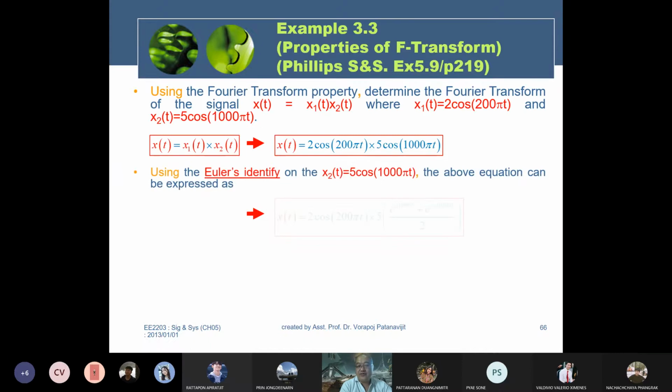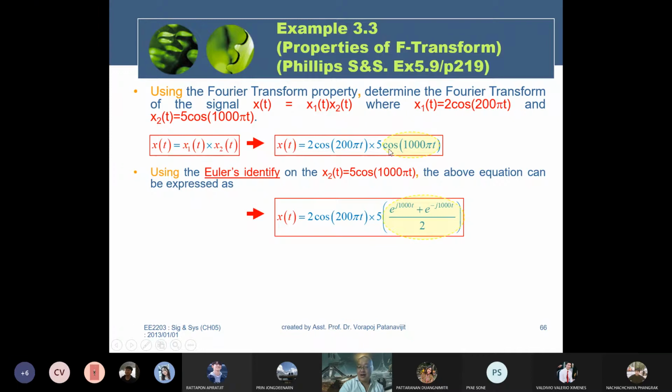Using the Fourier transform properties, determine the Fourier transform of the multiplication between x1 and x2, where x1 equals 2 cos 200 pi t and x2 equals 5 cos 1000 pi t. When you multiply them, you would like to determine the Fourier transform of the multiplication result. If you multiply them already, the way to find it is not easy.